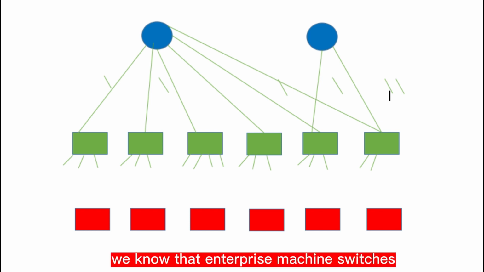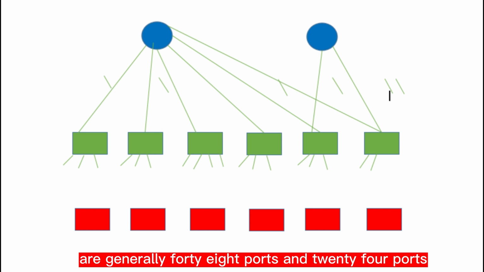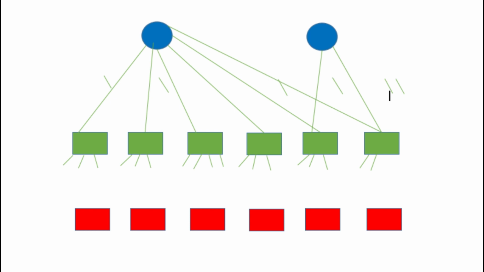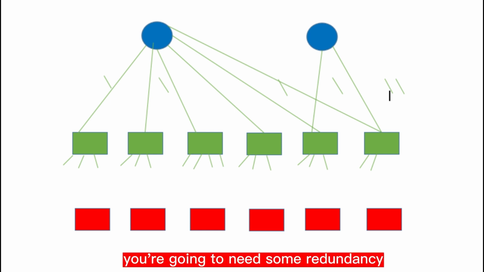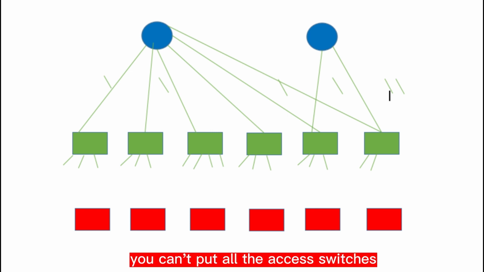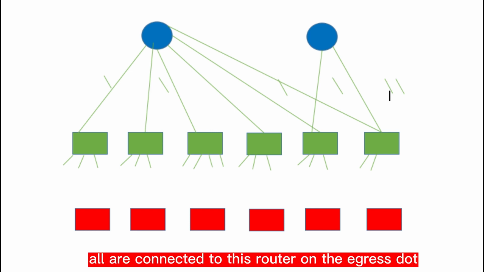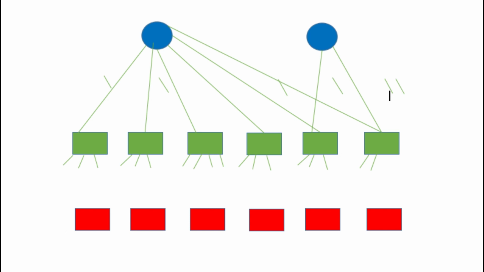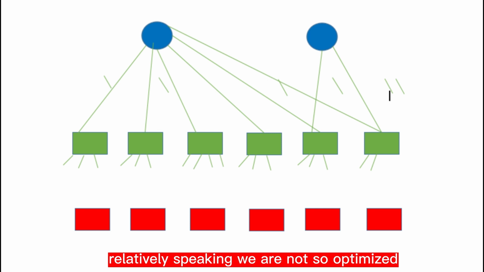We know that enterprise switches are generally 48 ports and 24 ports on each switch. You're going to need some redundancy. You can't run out of interfaces. For a large enterprise, you may have hundreds. You can't have all the access switches all connected to this router on the egress point. Can you understand this? Is that not very optimized? And we're going to make a backup. Relatively speaking, we are not so optimized.